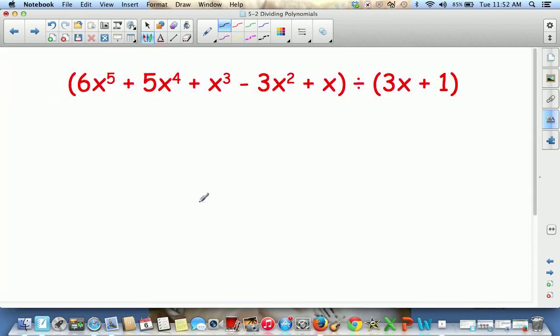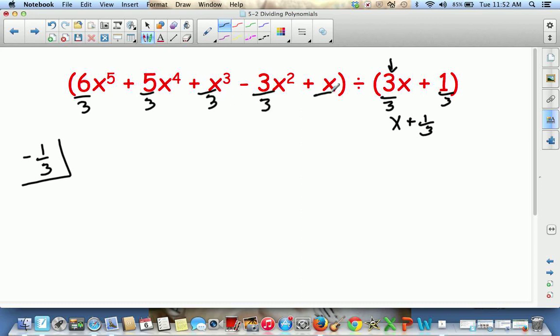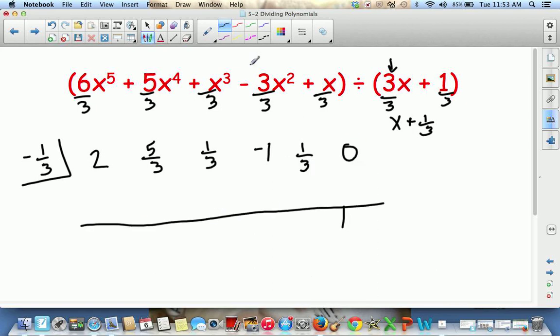In the next example, the final example, is where we have a coefficient on x, and we do not want that. So we're going to get rid of that. So we're going to divide by 3. So we get x plus 1/3. So in this case, x would equal a negative 1/3. That's going to go on our hut here. And since we divided by 3 here, guess what? We got to divide by 3 for everybody. Can't leave anybody out because we're nice people. So it ends up being our coefficients are 2, 5/3, 1/3, -1, 1/3, and then 0. We're going to leave our room for our remainder.